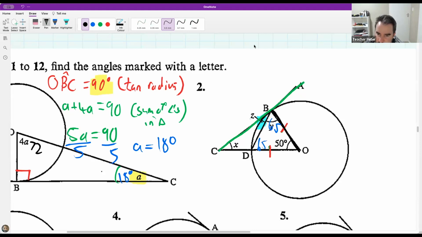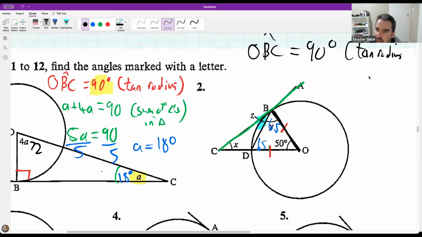So I'll give you this hint. OBC. Oh, there we go. Callan's helping us out here. So OBC is 90. Nomfundo, exactly. You're going to say this is tan radius. And then Nomfundo has said 90 minus 65. So Z must be 25 degrees. Perfect. So this is going to be 25 degrees.